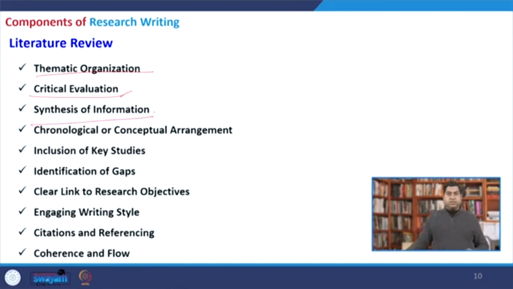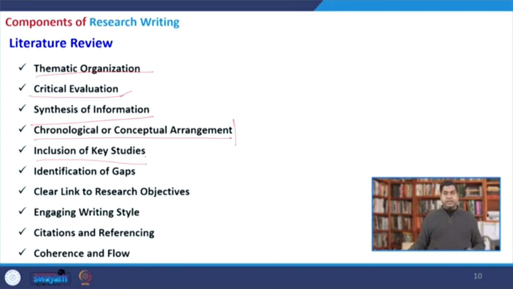Synthesis of the information: wherever there is an argument or other type of statement, you also have to analyze it very clearly. Next is the chronological and conceptual arrangement. If you are writing a review paper especially, the advancement should be chronological: first it was coined, then it evolved in this direction, like that. This is very important, so that there is a sequence in how you cite your literature.